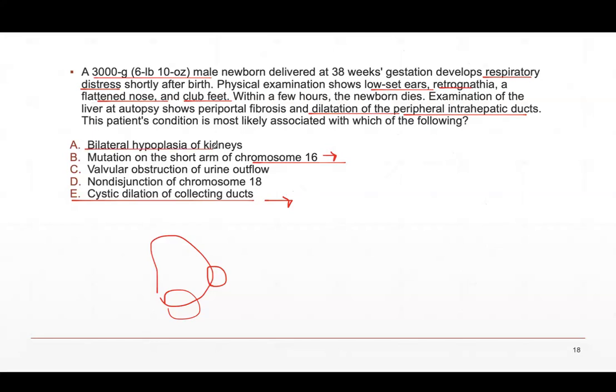Bilateral hypoplasia of the kidneys, the first answer that you guys said, is correct if you remove the autopsy findings. Then yeah, okay, it could be possible that the patient's kidneys didn't work and caused oligohydramnios with low set ears and retrognathia and so on and so forth, right? And then you also said D. D gives you the same look here, tamam? But it doesn't explain the autopsy findings once again.